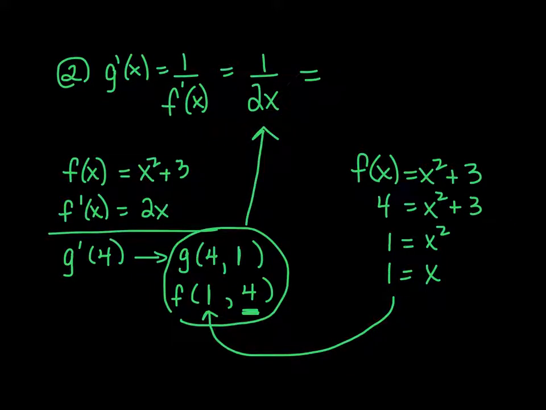Well, since the formula is telling you that it's going to be f prime of x, then we're going to use f prime's x value, which is right down here, which is 1. So we're going to plug in a 1 right there. Okay? So then we're going to get 1 over 2 times 1. So then our answer is 1/2.